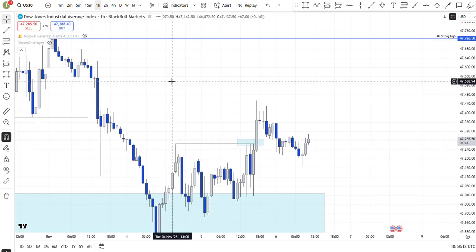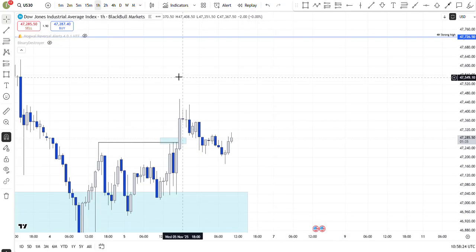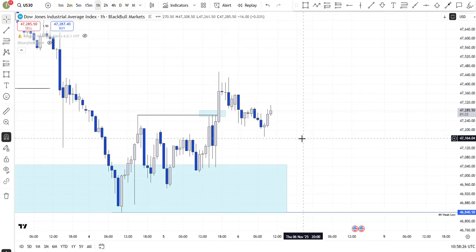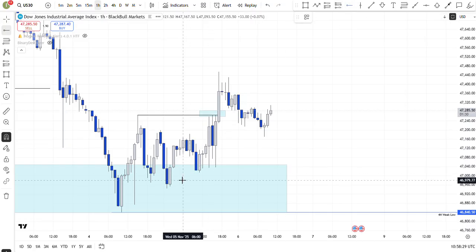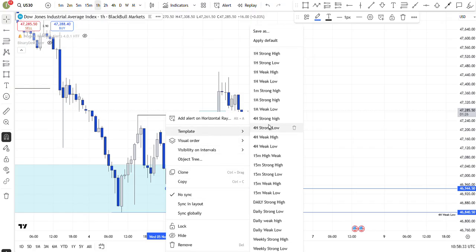So again, it could run up here to close the gap. It could run up here to create a new high. I don't know yet. So now we're looking at our current range. So we have a 1 hour low. So we have high, low. This is our strong 1 hour low.